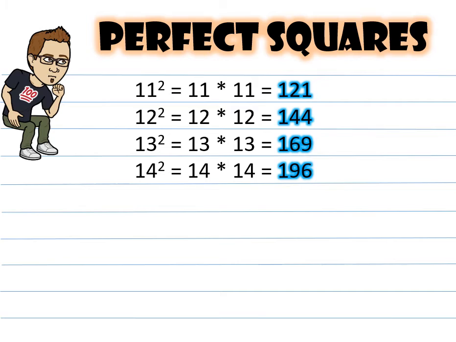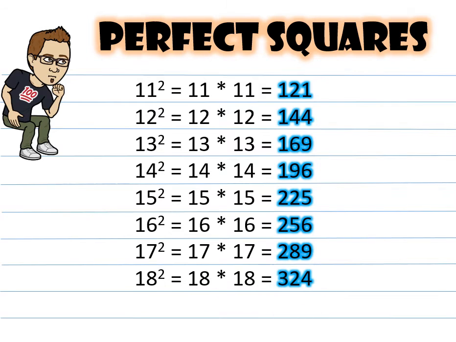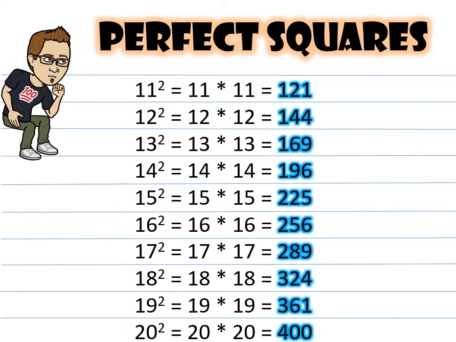14 times 14 has the same three digits, the 1, the 6, and the 9, but you switch those to make it 196. 15 times 15 is 225. 16 times 16 is 256. 17 times 17 is 289. 18 times 18 is 324. 19 times 19 is 361. And 20 times 20 is 400.